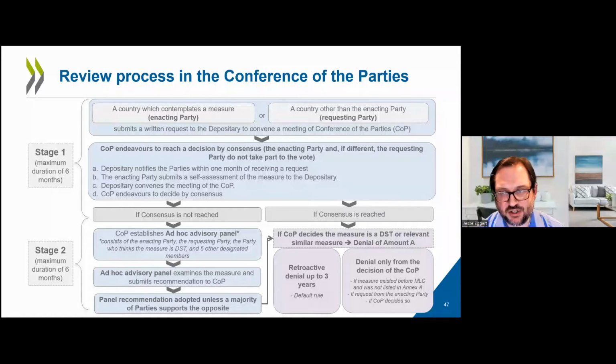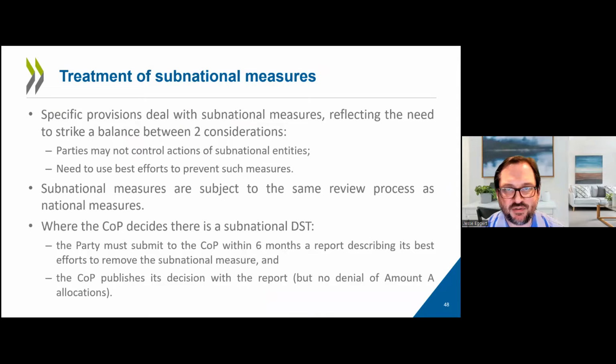With respect to subnational measures, turning to slide 48, what happens if a subnational jurisdiction of a party enacts a DST? Well, here the MLC had to confront the fact that in some federal systems, parties may not be able, whether legally or politically, to actually forbid their subnational jurisdictions from enacting measures. So where a subnational jurisdiction enacts one, there won't be a denial of Amount A, but there will be a review process that is identical to the one that applies to measures enacted directly by parties. And the parties then have to demonstrate that they're exercising their best efforts in good faith to get those measures removed.